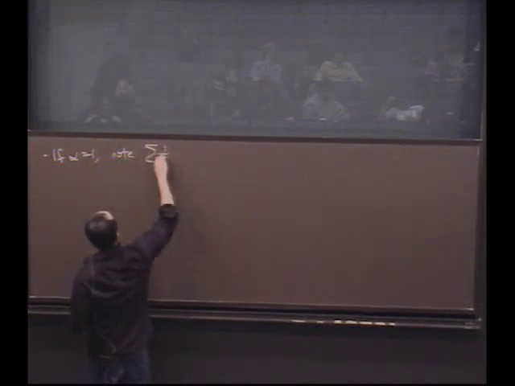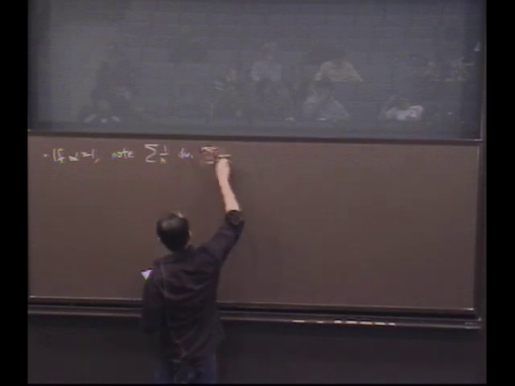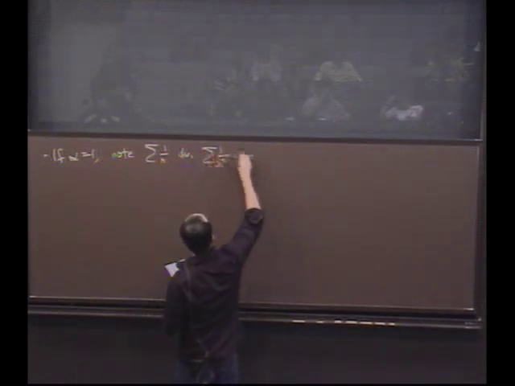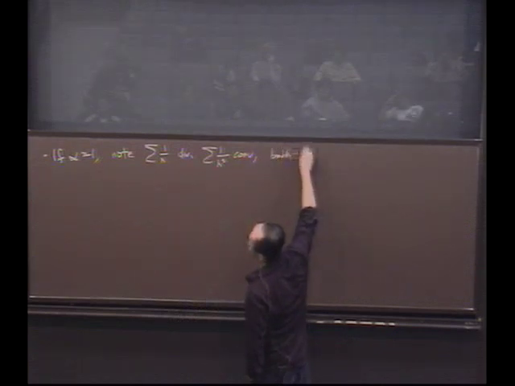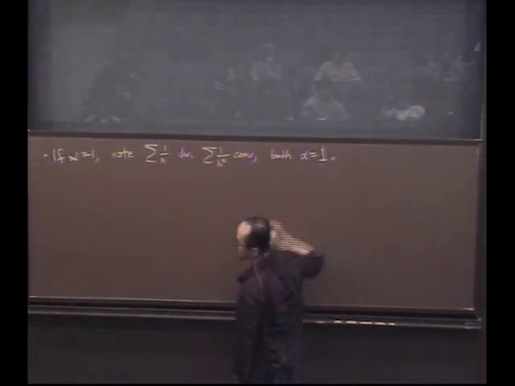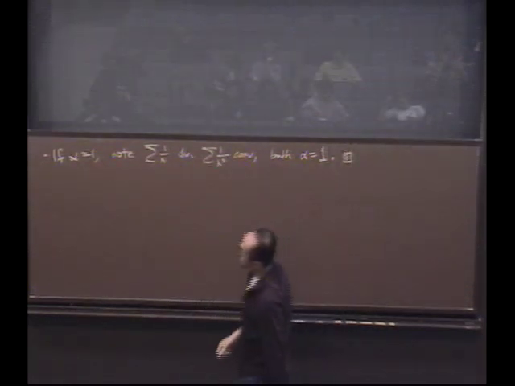Notice that the sum of 1 over n diverges. The sum of 1 over n squared converges. And for both of these, alpha equals 1. But what's the basic message? Compare with the geometric series.